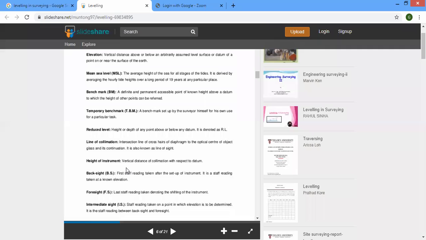Line of collimation: intersection of line of crosshairs of diaphragm to the optical center of object glass. So for line of collimation, let me show you one figure, one image of an auto level.